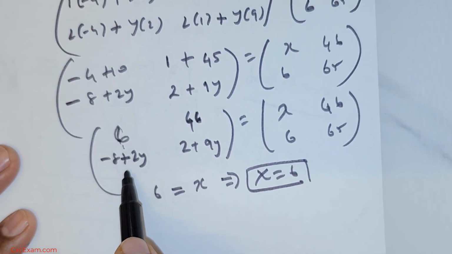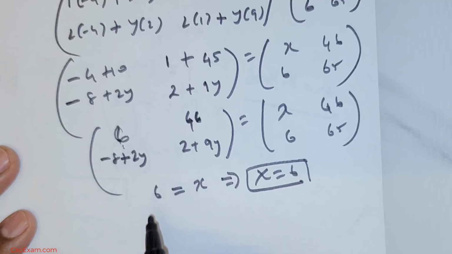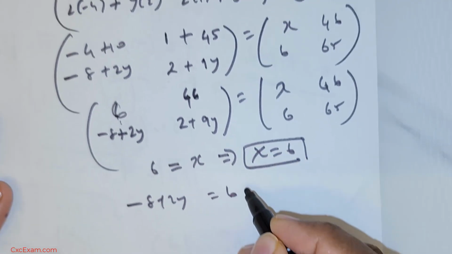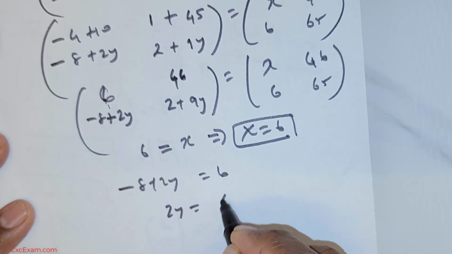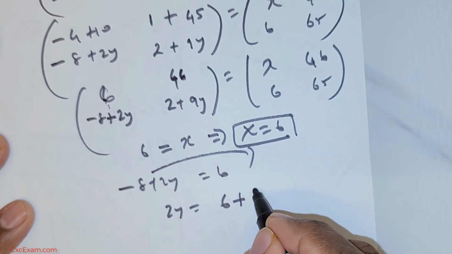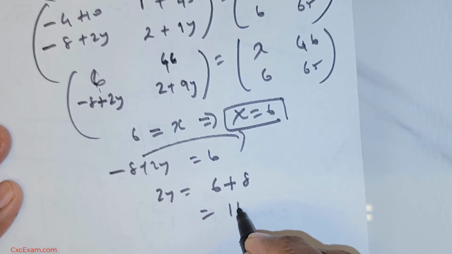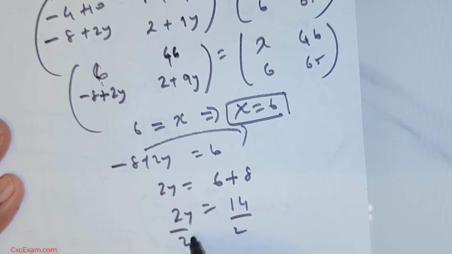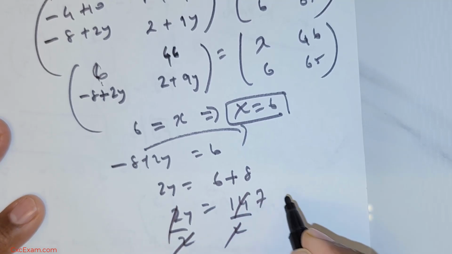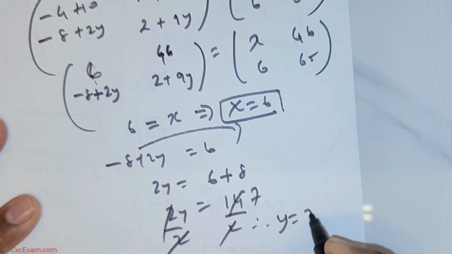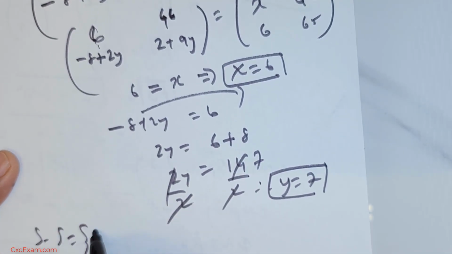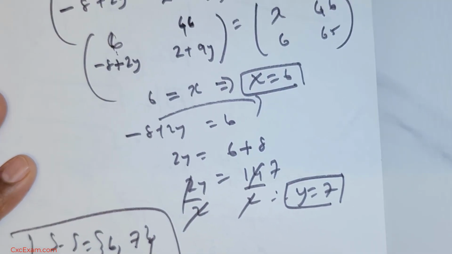And you equate the second row first column element with the second row first column element, you get 2y - 8 is equal to 6. You push the 8 to the other side, you get positive 6 added with 8 is going to be 14. 2y is equal to 14, you divide both sides by 2, 2 cancels, 2 divides 14 seven times. Therefore y is equal to 7. So the solutions are x is equal to 6 and y is equal to 7. So this is what we have got.